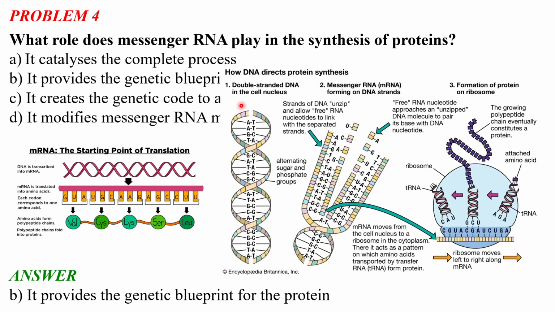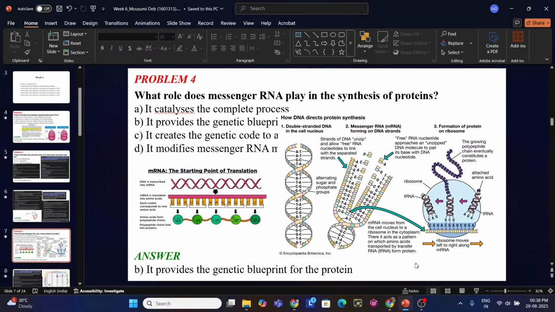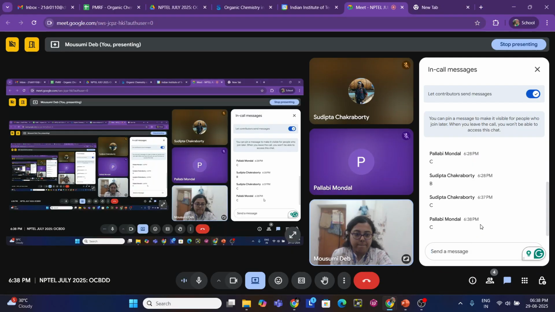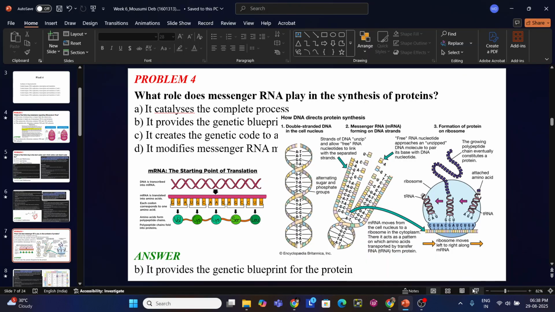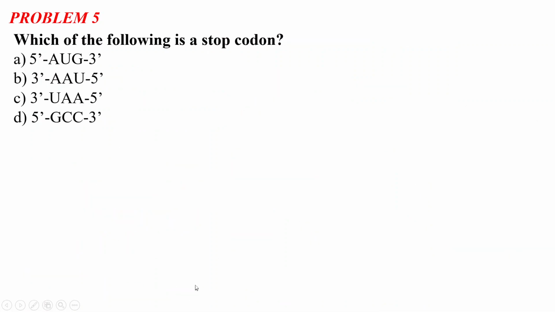Let me check. I think there will be some answer in the chat box. Okay, I got two answers. Both are saying number C will be the correct answer. Now let me check if number C is the correct stop codon. So the correct answer will be number B. Okay, 3 prime AAU 5 prime is the stop codon. Now let me first tell you about the stop codons, and then I will go to why B is the correct answer.